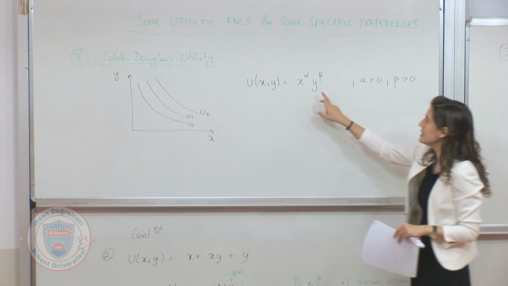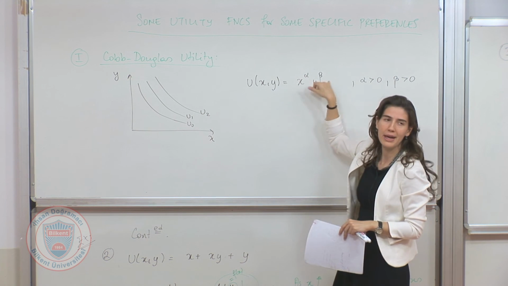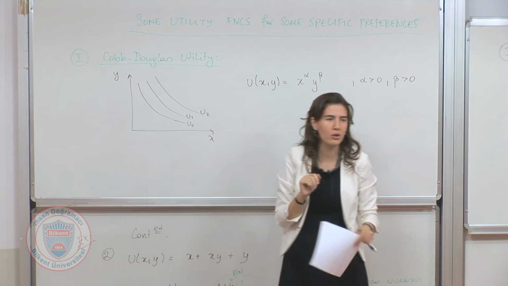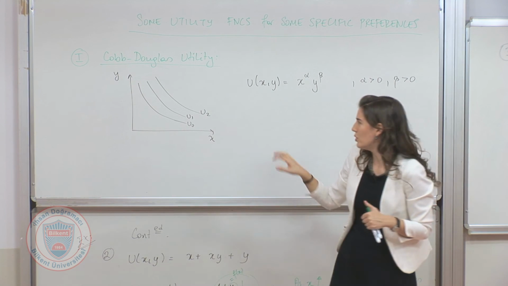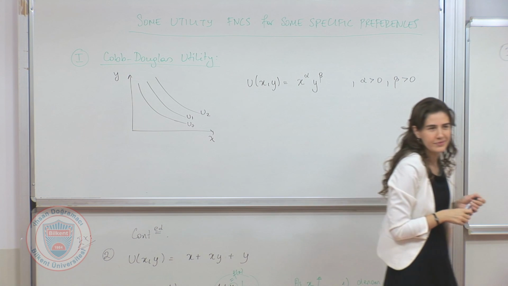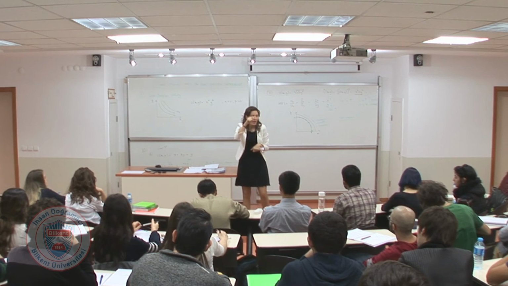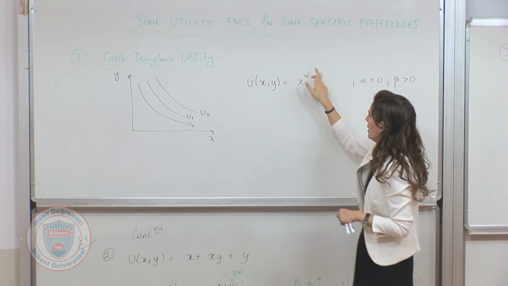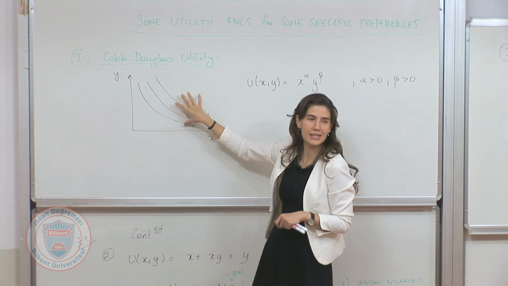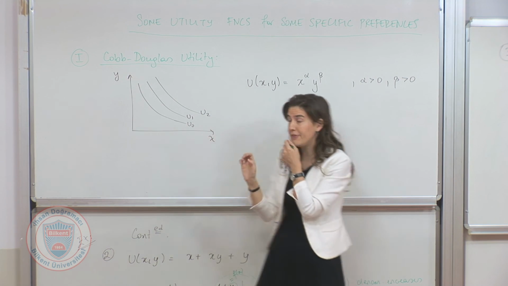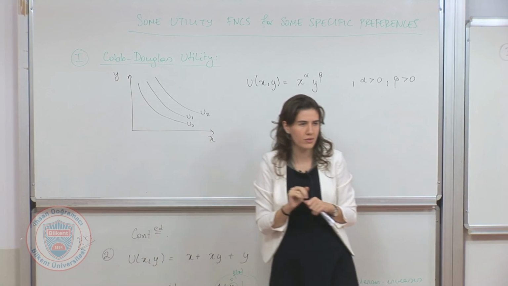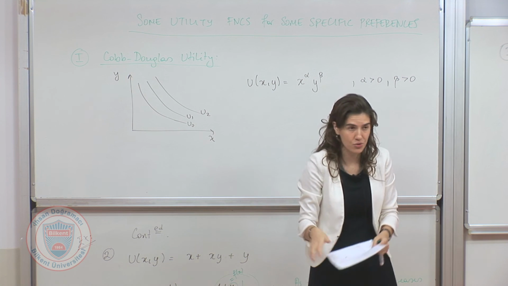So for instance, if alpha is greater than beta, relatively, and too high compared to beta, where do you think these indifference curves are located? Do you think they would be closer to the x-axis or closer to the y-axis? If you have an alpha greater than beta, then these indifference curves are more towards the x-axis, and if beta is greater than alpha, they would be located more towards the other axis. You can just give 2 examples and try.